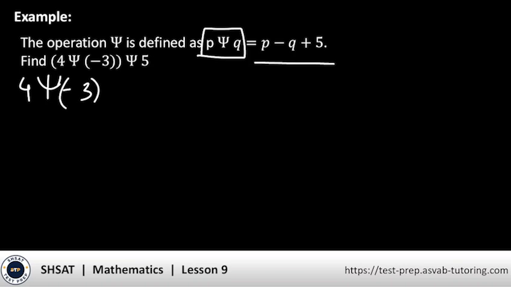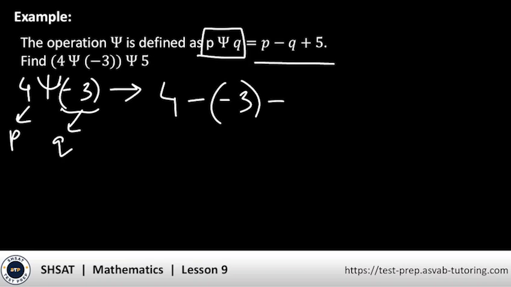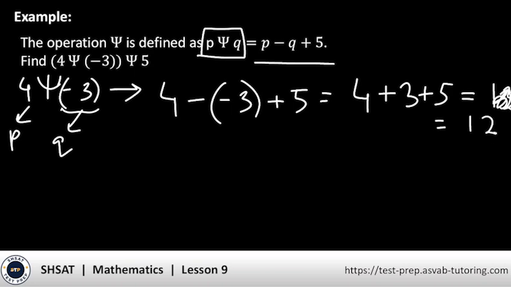So if you look very clearly, 4 is, of course, a P here, and -3 is, of course, a Q here. So just looking at the formula, we can put P minus Q as 4 minus -3, and then put the plus 5, okay? 4 minus -3 is what? That's just 4 plus 3 plus 5. So now you add everything up. 4 and 3 is 7. 7 and 5 is 12, right?